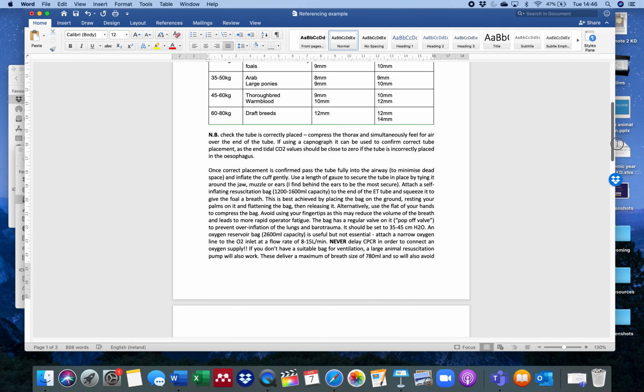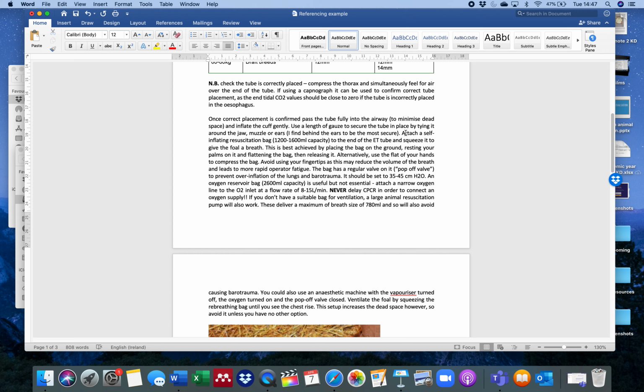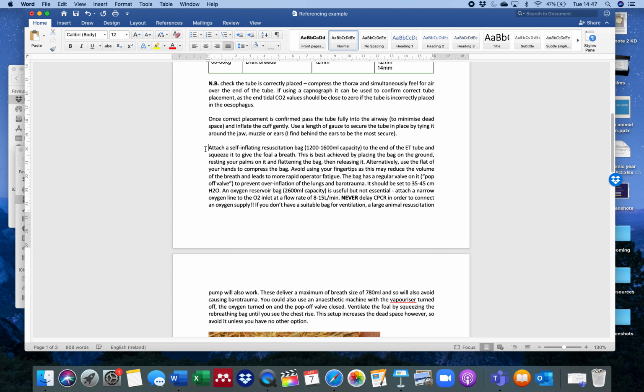Then I have my table. Then I've got a section here on confirming tube placement. That's fine. Then you can see this next bit is quite a large chunk of text. I've started off here talking about securing the tube, so I've said how to do it, and then I've moved on to talk about how to give the fold a breath. So I think a natural point to start a new paragraph here is with "attach", because I've switched from talking about securing the tube in this section to talking about giving the breath in this section here.